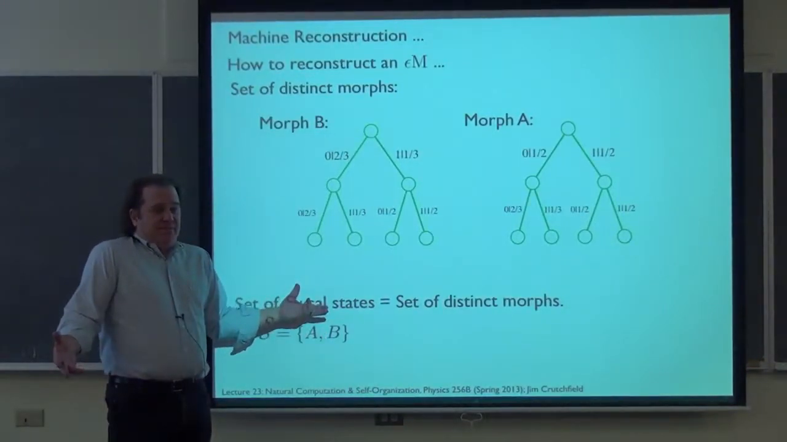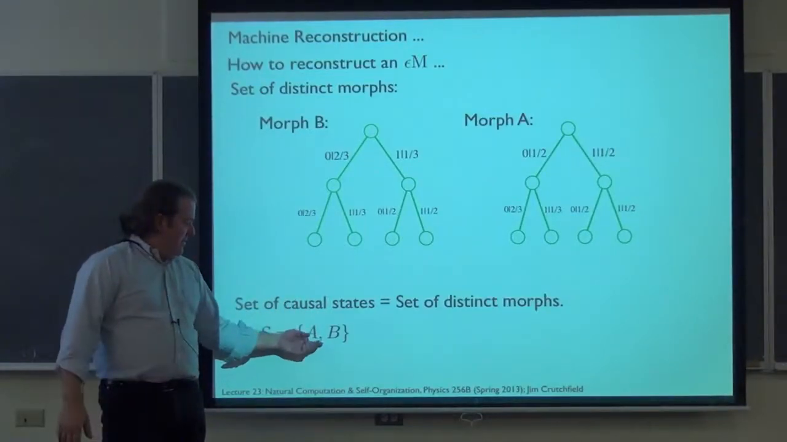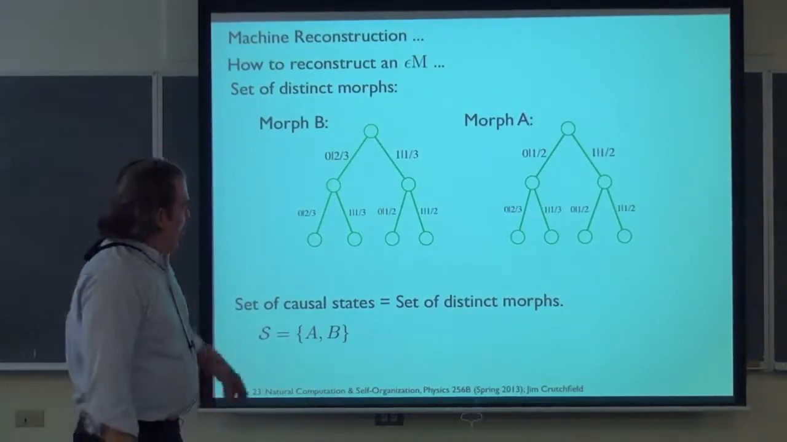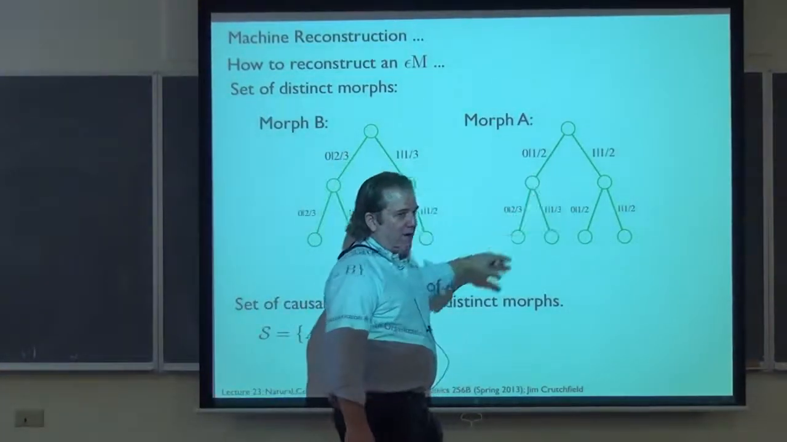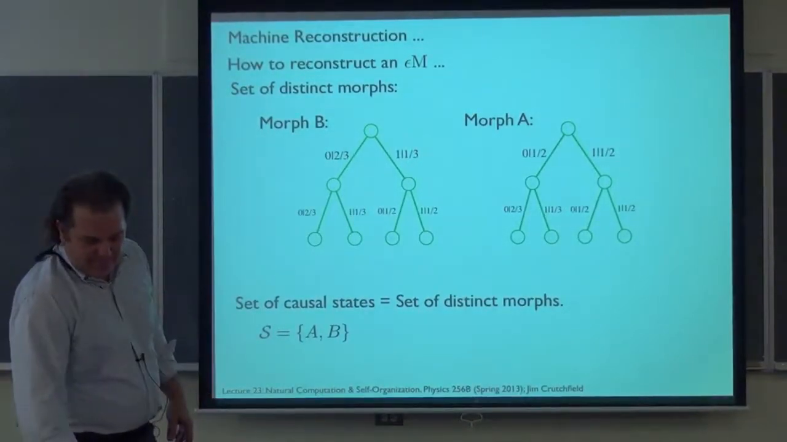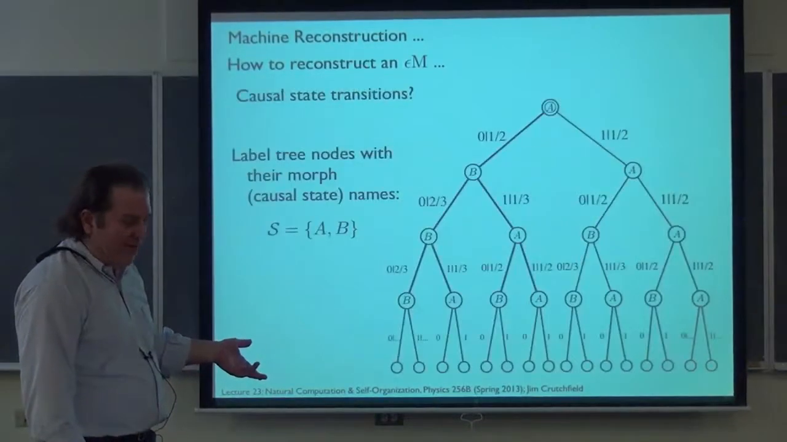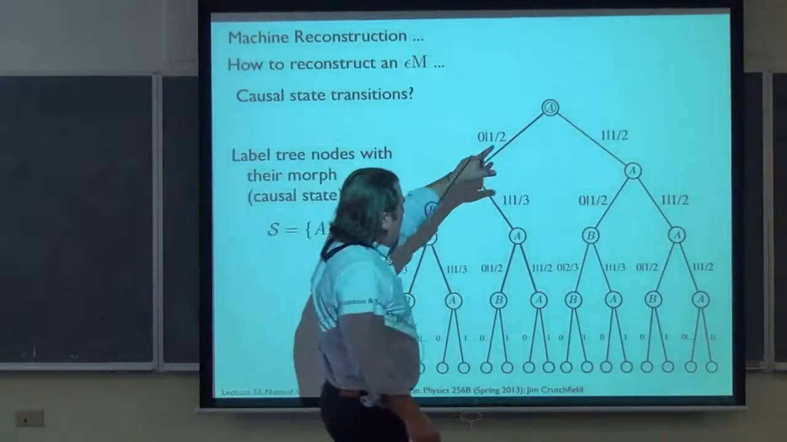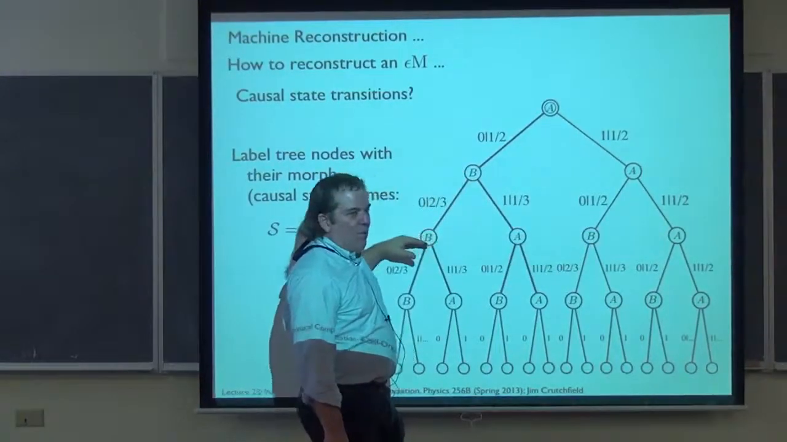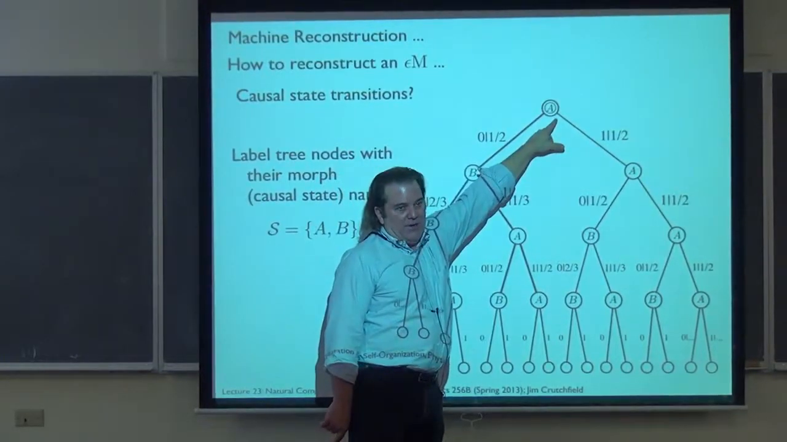This process that made the word distribution from which I made the parse tree has two causal states. So I'm going from what their distributions are; now I'm just talking about their names at this point. Then what I can do is go back into the tree, go to each tree node, look two steps ahead and say, is that morph A or B? And I put that name for the causal state up here.